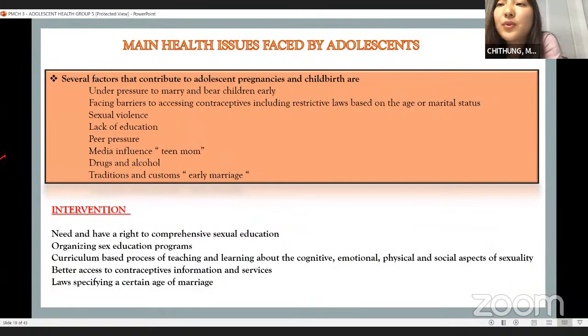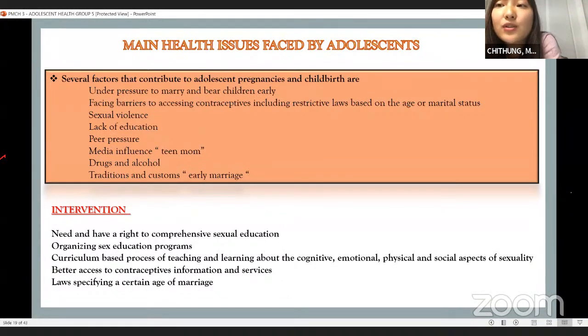Factors that contribute to adolescent pregnancies and childbirth include pressure to marry and bear children early. In many places, girls choose to become pregnant because they have limited education and employment prospects. Often in such societies, motherhood or childbearing becomes the best of limited options available.